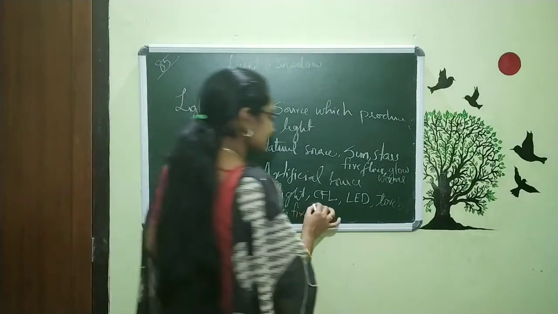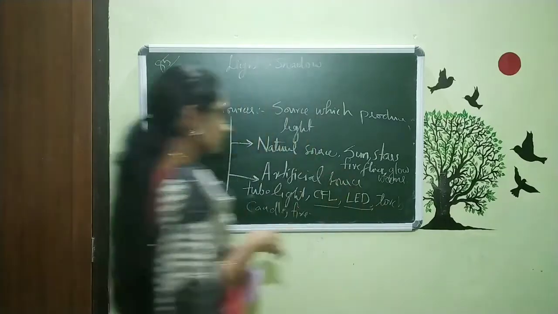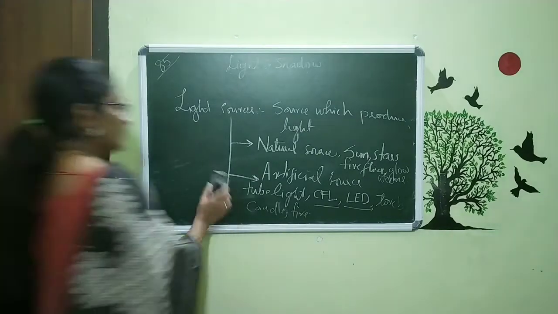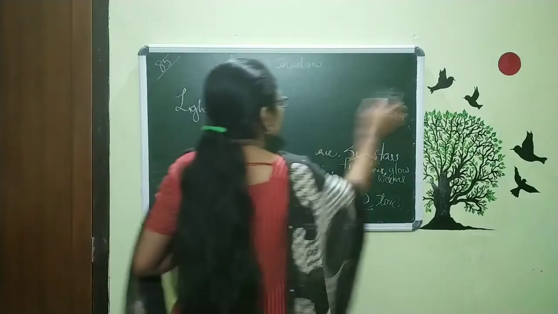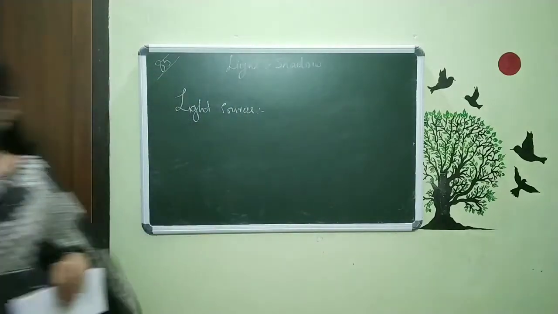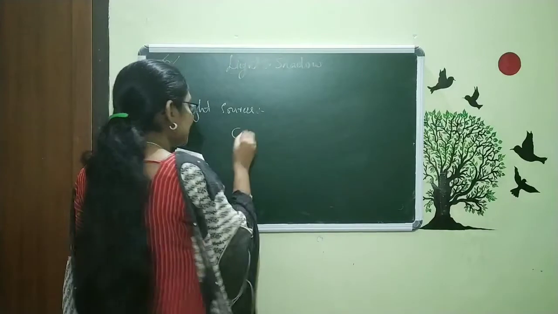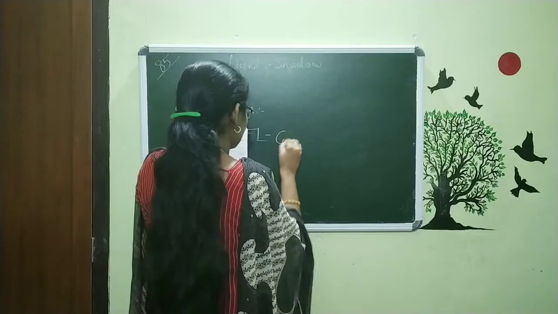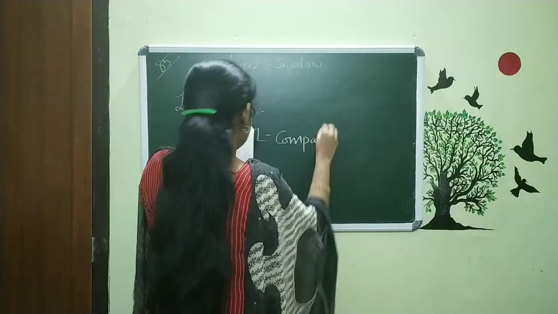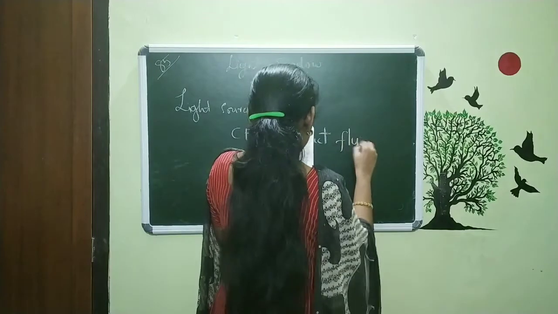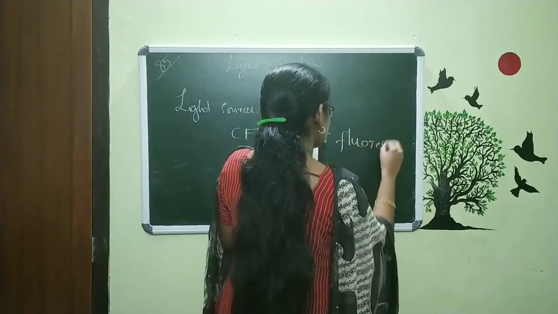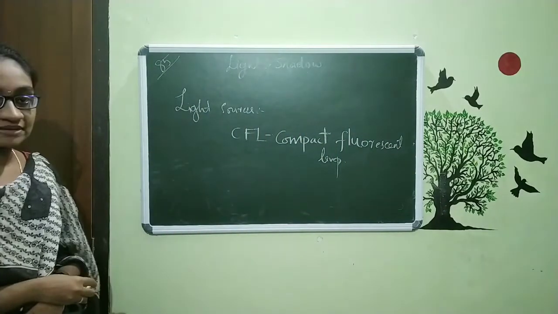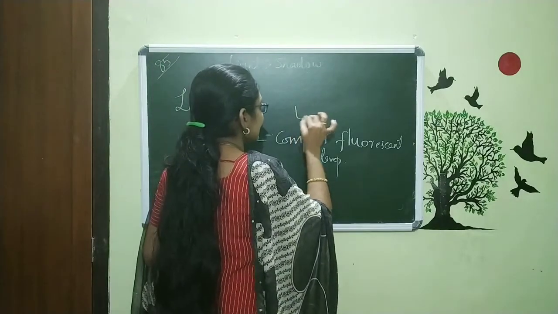Here you can see CFL is there, LED is there. What is the full form of CFL and LED? That you just want to remember. Very simple. First, we are going to study the full form of CFL. The full form of CFL is compact fluorescent lamp. Compact fluorescent lamp. You can see the diagram in your textbook.